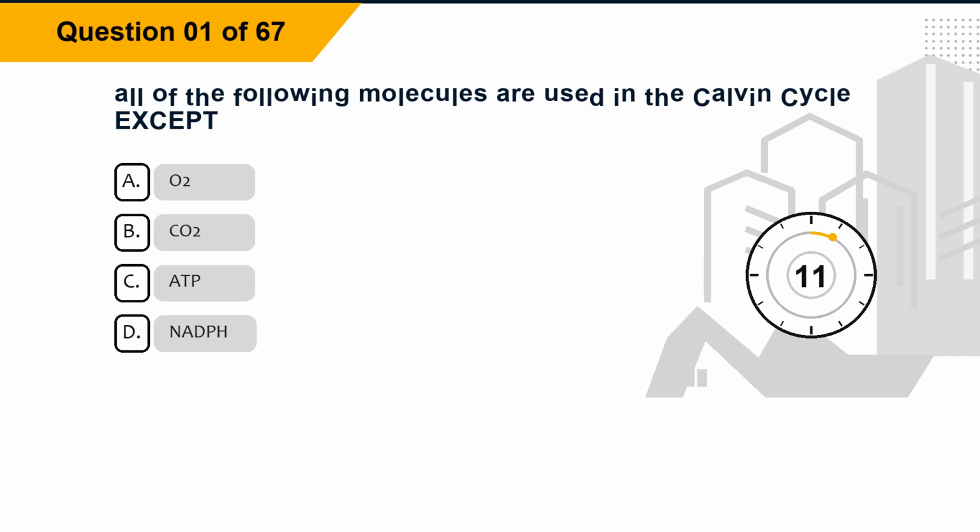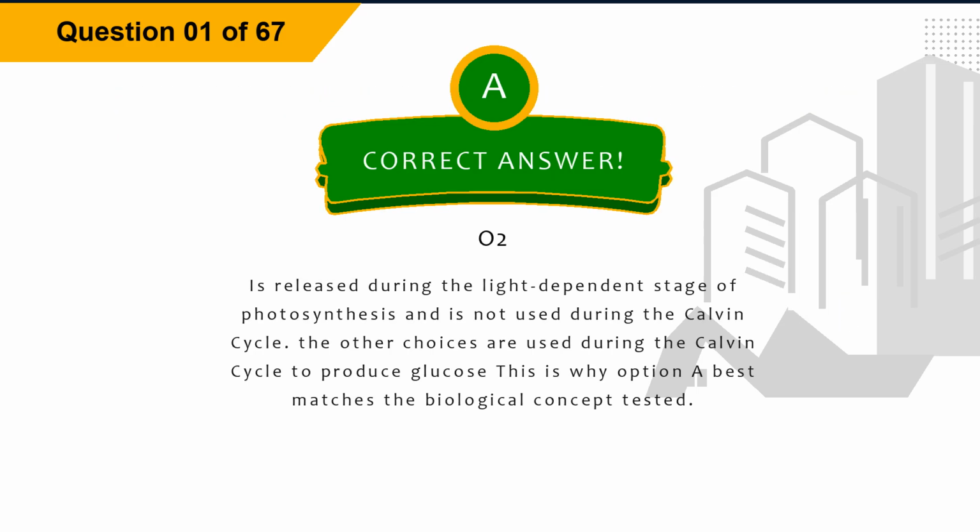Question 1. All of the following molecules are used in the Calvin cycle except Option A, oxygen, Option B, CO2, Option C, ATP, Option D, NADP. The correct answer is Option A, oxygen. Explanation: oxygen is released during the light-dependent stage of photosynthesis and is not used during the Calvin cycle. The other choices are used during the Calvin cycle to produce glucose. This is why option A best matches the biological concept tested.